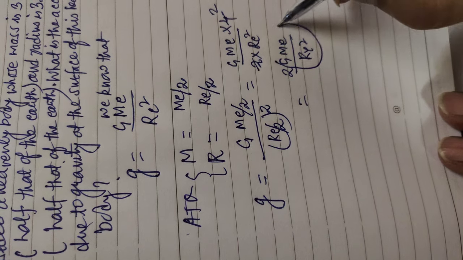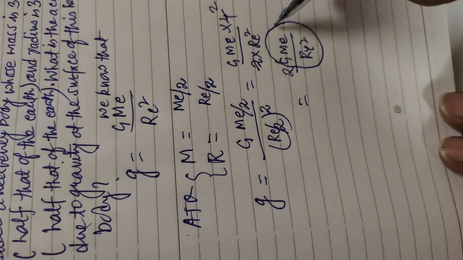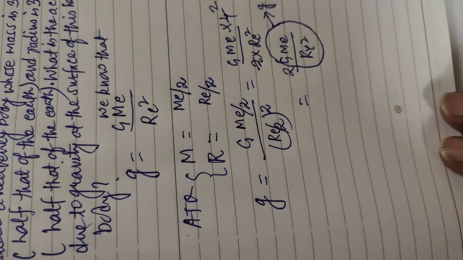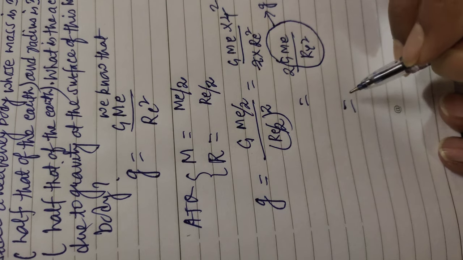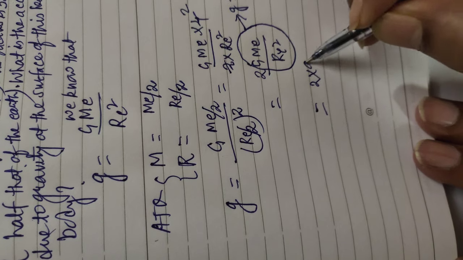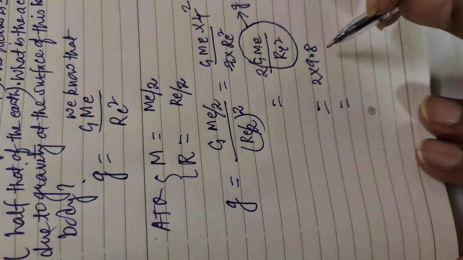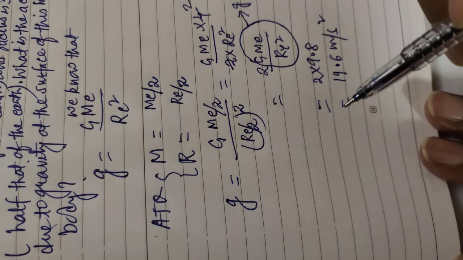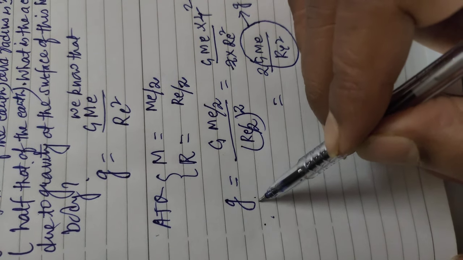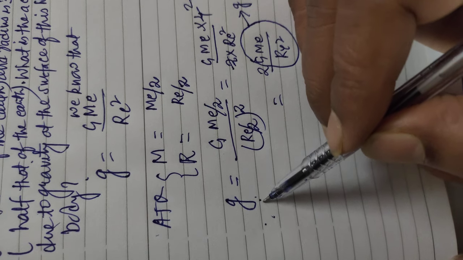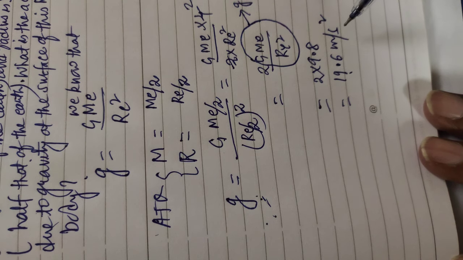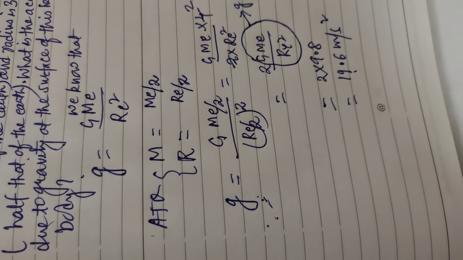Now you know that this value is fixed, acceleration due to gravity is equal to g, and g is equal to 9.8 meter per second square. In last class we have calculated, so we can write it simply as 2 into 9.8, so it will be 19.6 meter per second square. So acceleration due to gravity on that heavenly body will be equal to 19.6 meter per second square. Now we will discuss the next question.